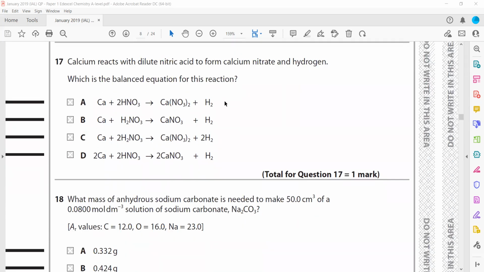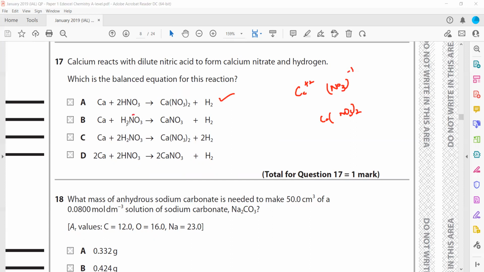Calcium reacts with dilute nitric acid to form calcium nitrate and hydrogen. So what is the balanced equation? Calcium has a valency of +2 and nitrate is NO3 with a valency of -1. So calcium nitrate will be Ca(NO3)2, with bracket 2. And the equation must be balanced as well. So calcium reacts with nitric acid, giving calcium nitrate and hydrogen.